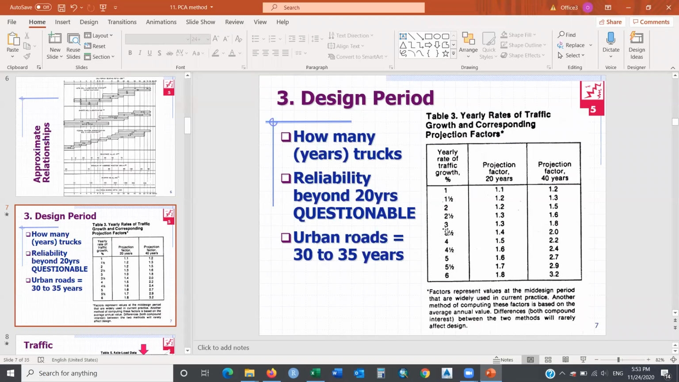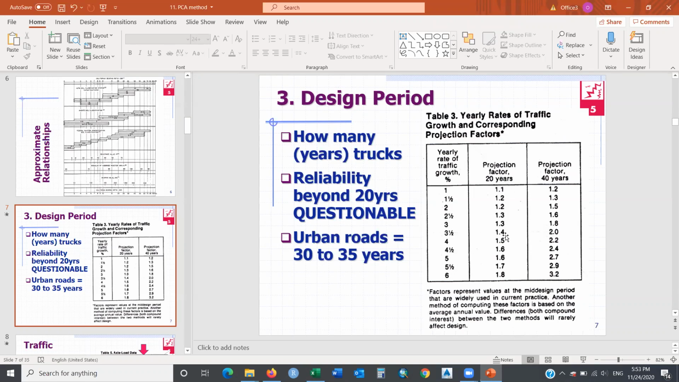So for instance, if you grow constantly at a 3% rate every year, today's traffic of 100,000 vehicles will be 1.3 times that. So it will be 130,000 vehicles, but that is not accumulated. That is just the projection in 20 years.